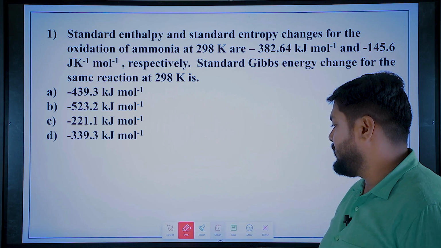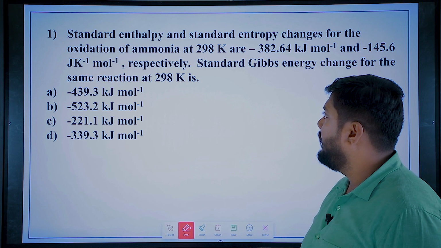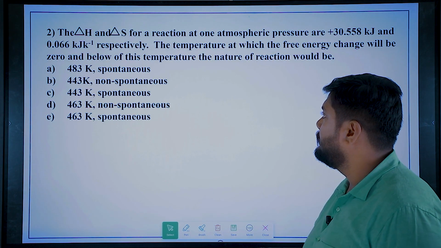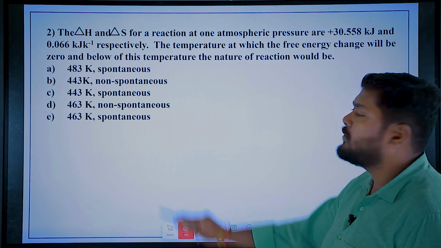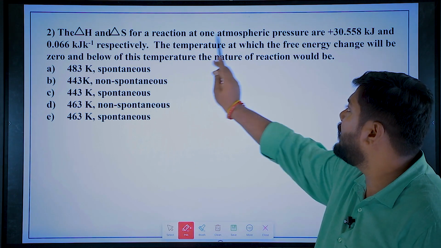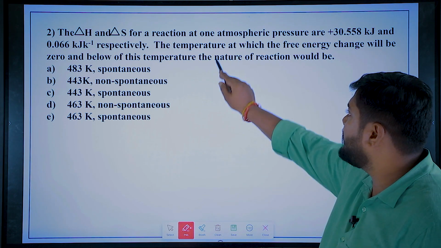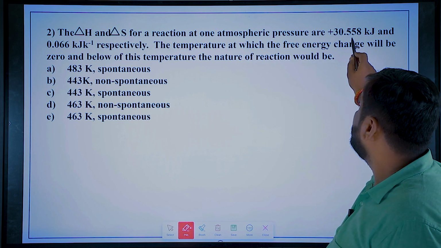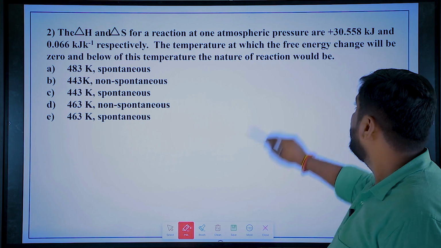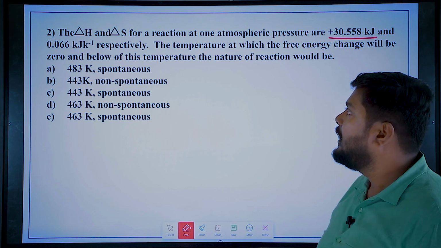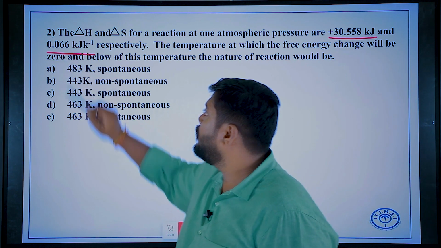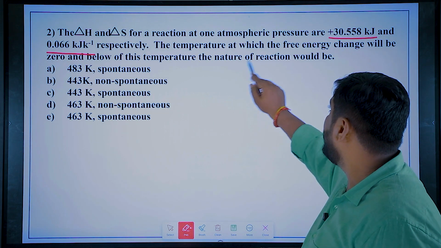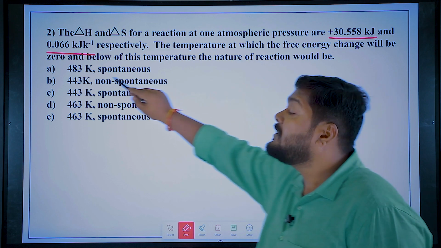Moving to the next question. So in this too, del H and del S have been given. You are provided with del H and del S at 1 atmospheric pressure. Del H is given as 30.558. This is also in kilojoules, and del S is in kilojoules per Kelvin. What unit is del S in? It is in kilojoules. The temperature at which free energy change will be 0.